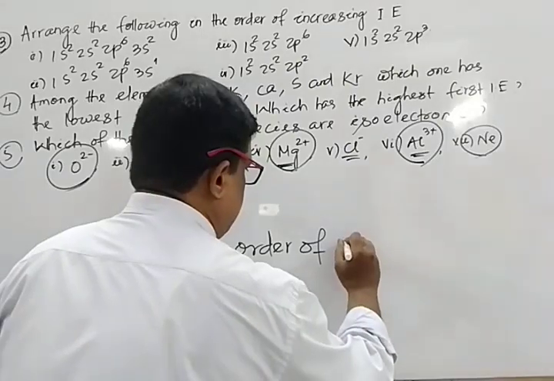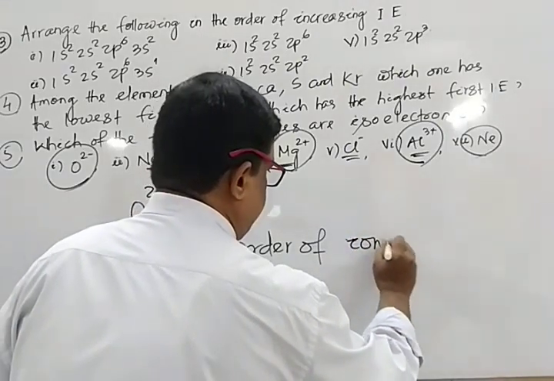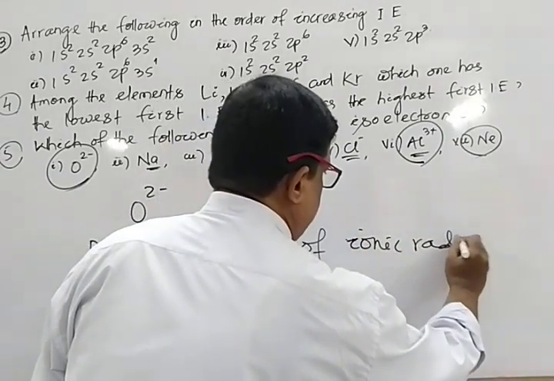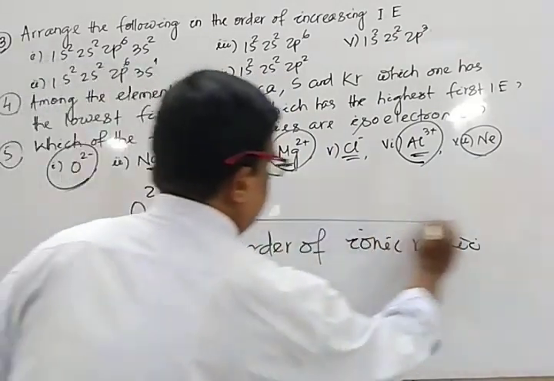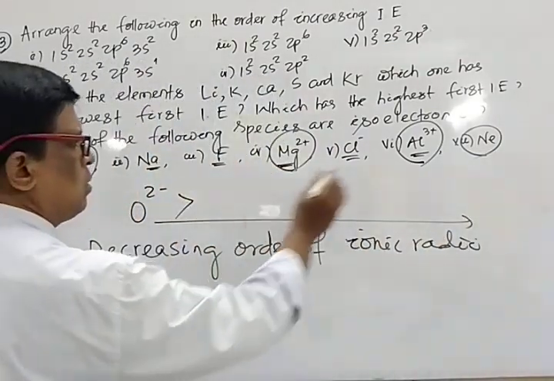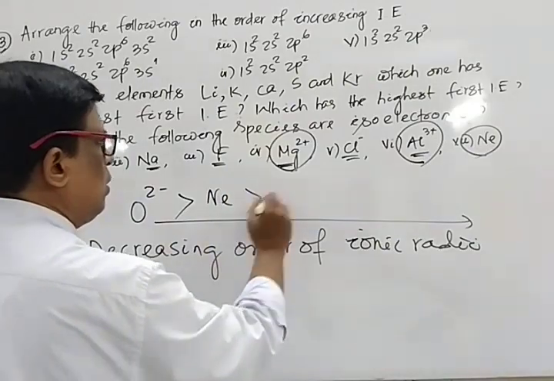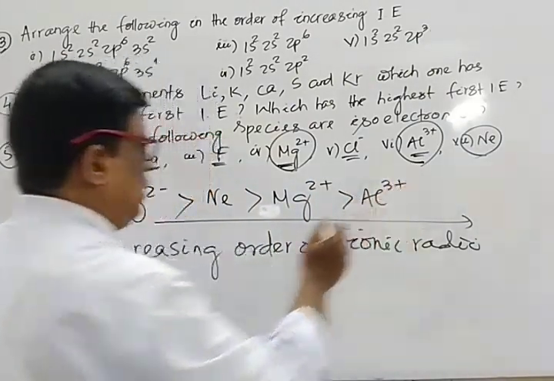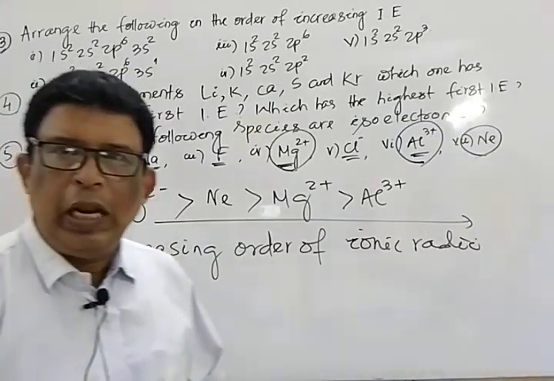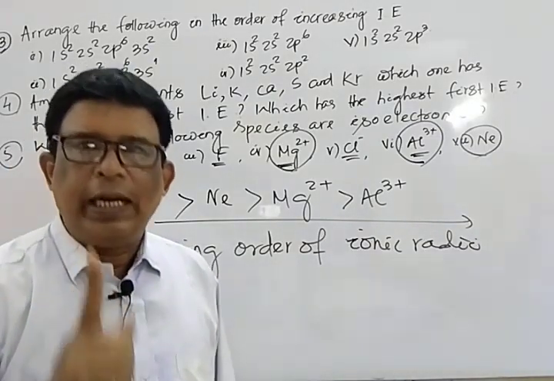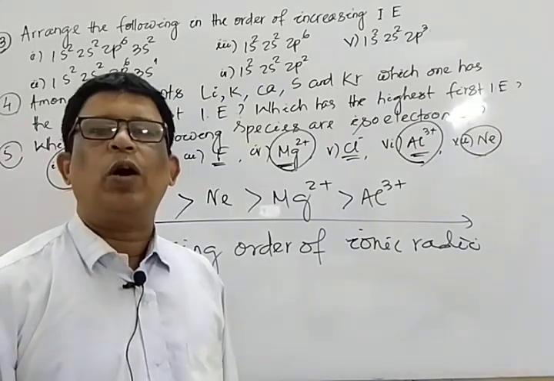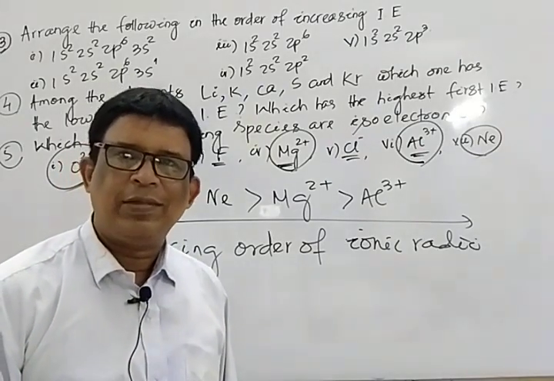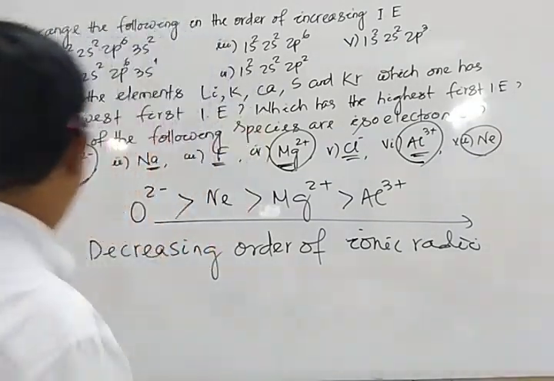If we arrange in decreasing order of ionic or atomic radii, what do we observe? O2 minus, next neon, next magnesium, next aluminium. These are isoelectronic species and have decreasing order of their atomic or ionic radii. Move to the next question, mark that.